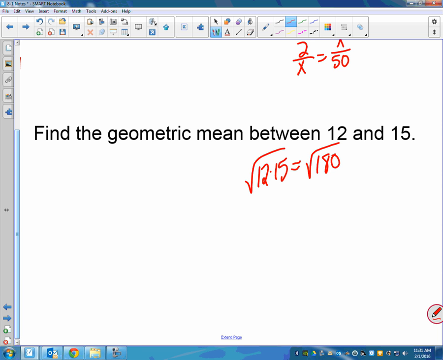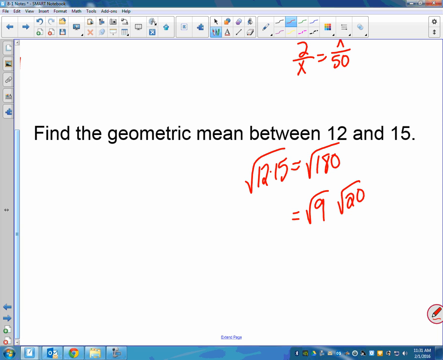So anyway, 90 and 2 definitely gives you 180, but 90 and 2 aren't perfect squares. So for me, I always try to pick one number that's a perfect square. So instead of picking 90, I'm going to pick 9, all right? Because I want to make it a perfect square. And 9 times what gives me 180?